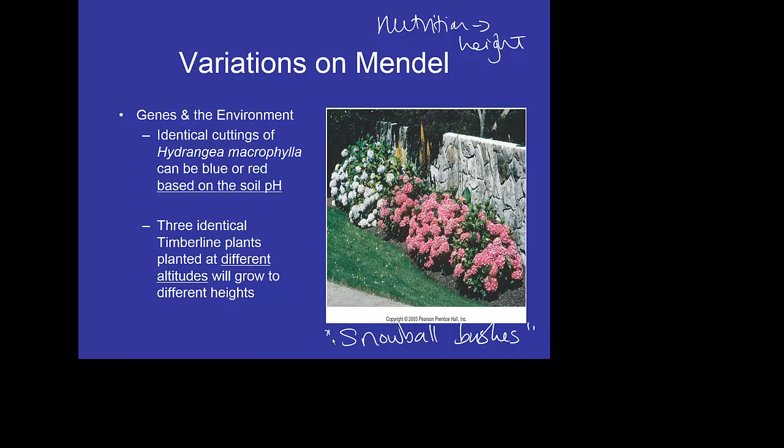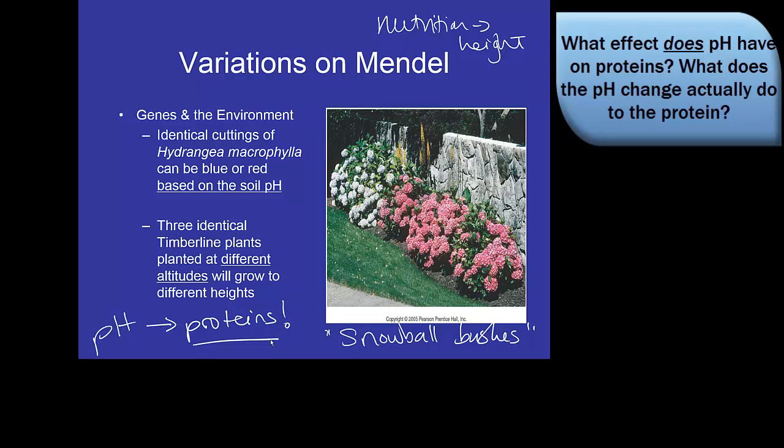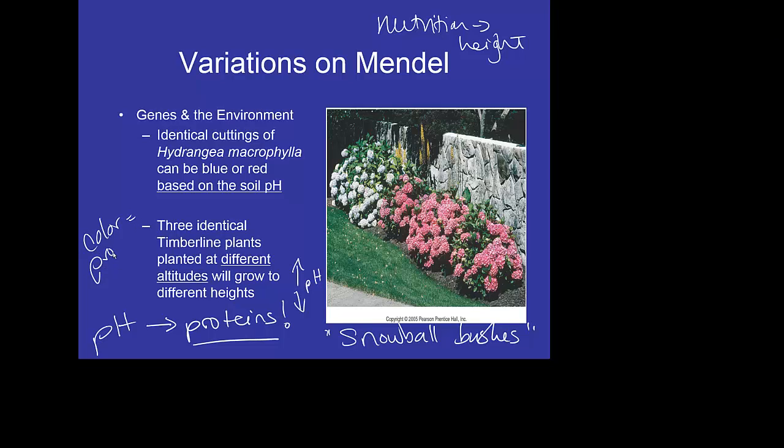Their flower color is actually variable based on pH. pH has a very significant effect on proteins, right? So if proteins are affected by pH, high pHs or very low pH will change that protein. If color is protein, then any change in the protein changes the color. And you can actually get them to change colors by changing the pH of the soil.